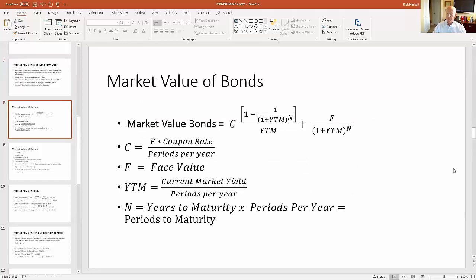So let's look at that again, or let's look at the calculation. This is one of the components to WACC, of course, because the bonds are one of the components to capital debt, and debt is one of the three capital components in the WACC equation.